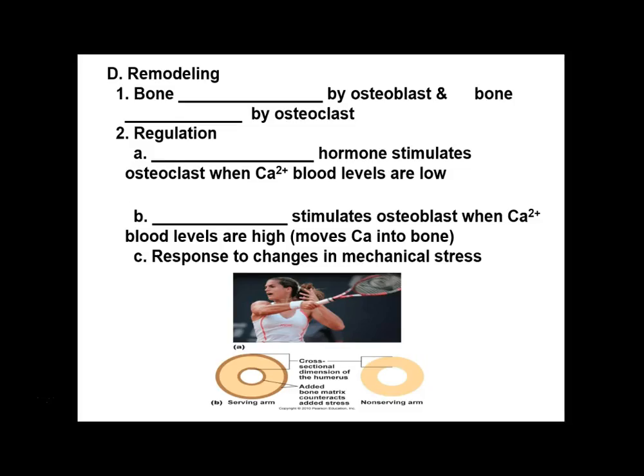So how do we remodel bone as an adult? Bone is deposited by osteoblasts and bone is resorbed by osteoclasts. Remember, clast, break, and blast, make. So we put down bone tissue with osteoblasts and take away bone tissue with osteoclasts. This remodeling is controlled by two hormones as well. Parathyroid hormone stimulates the osteoclasts to break down bone material when we need the calcium in the bone and other areas of the body.